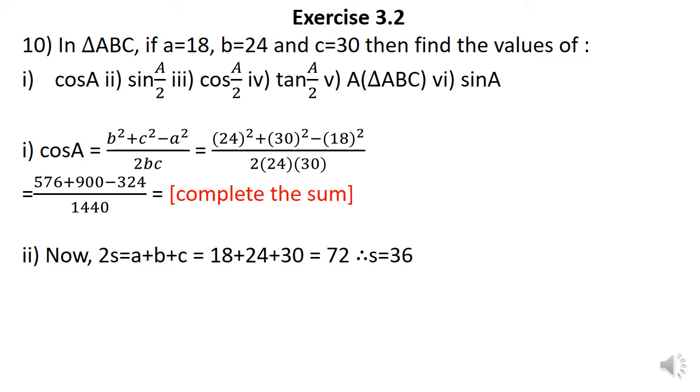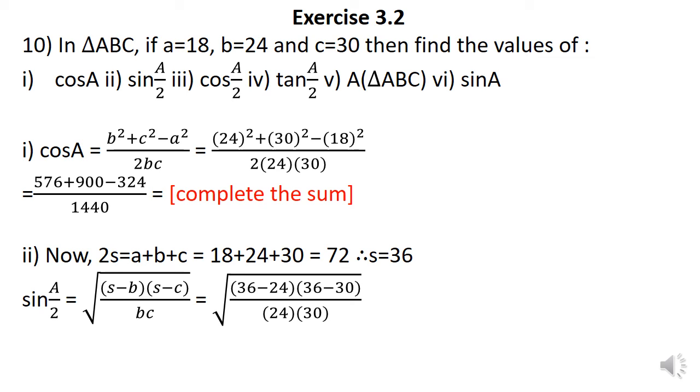The second one is proving sin A by 2. We remember that 2s is a plus b plus c. Thus, 2s becomes 72 after substituting all the values, and therefore s becomes 36. Now we can use this s for the half angle formula for sin A by 2. So, sin A by 2, by putting in the formula, that is root of (s minus b)(s minus c) upon bc. We substitute all the values because we know all of them. By cancelling, we get our answer as 1 upon root 10.